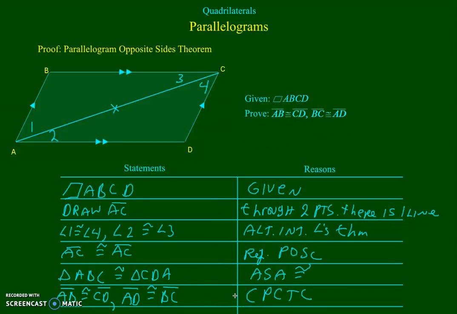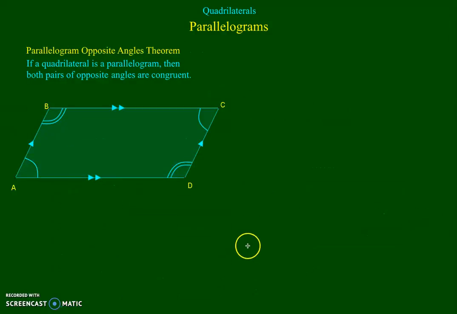So now let's look at the next property of parallelograms. This next property is stated in the parallelogram opposite angles theorem. If a quadrilateral is a parallelogram, then both pairs of opposite angles are congruent. So here we have angle A congruent to angle C, and angle B congruent to angle D. Let's go ahead and prove this theorem.